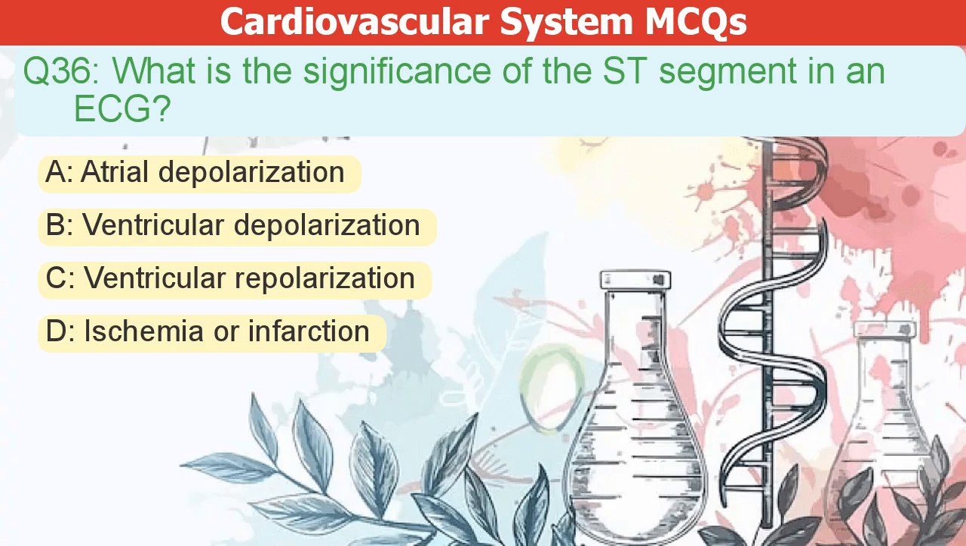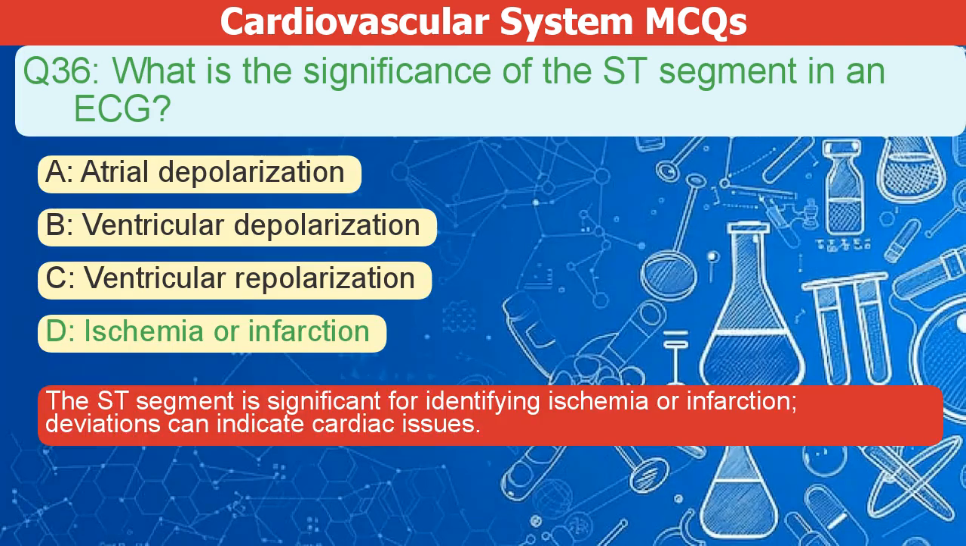What is the significance of the ST segment in an ECG? A. Atrial depolarization. B. Ventricular depolarization. C. Ventricular repolarization. D. Ischemia or infarction. The correct answer is D. The ST segment is significant for identifying ischemia or infarction. Deviations can indicate cardiac issues.